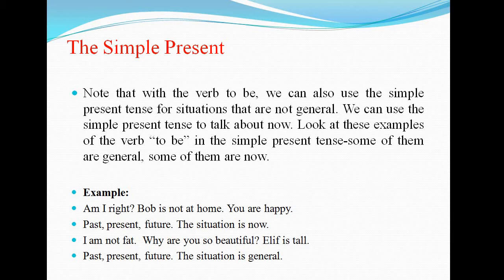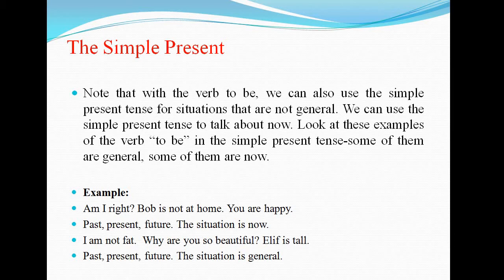Maybe you say, how are we talking about now? Look at these examples of the verb, I mean the to be verb. In the simple present tense, some of them are general, some of them are now. Am I right? Bob is not at home. You are happy. Past, present, future. The situation is now. Am I right?